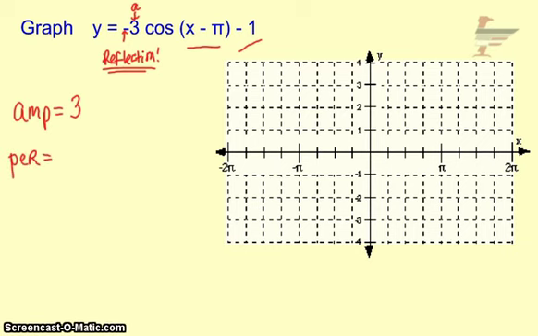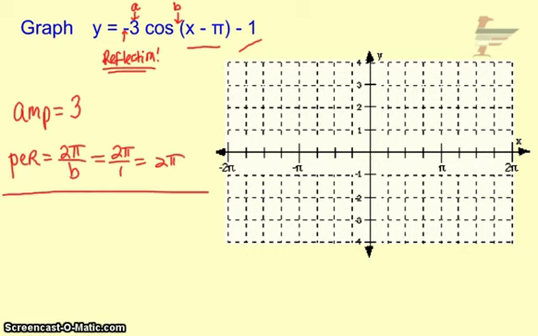Your period will be 2 pi over b, and b is found in front of the x, or when there's a horizontal shift, right in front of the parentheses. So b is just a 1, so 2 pi over 1, or just 2 pi for our period.